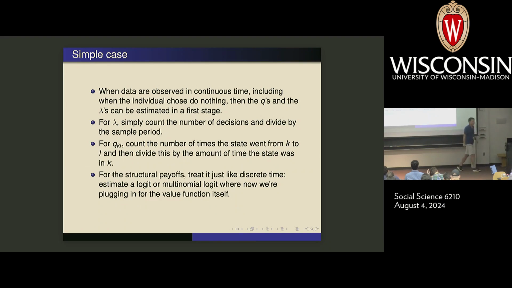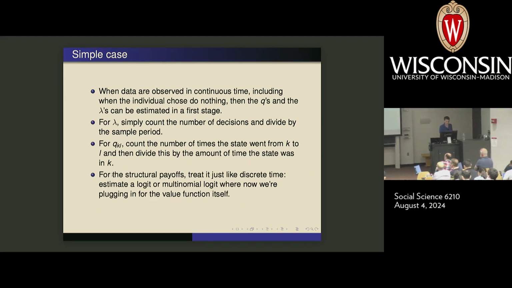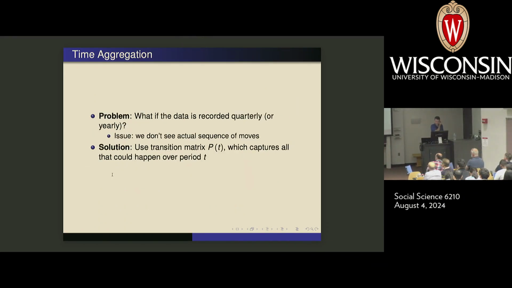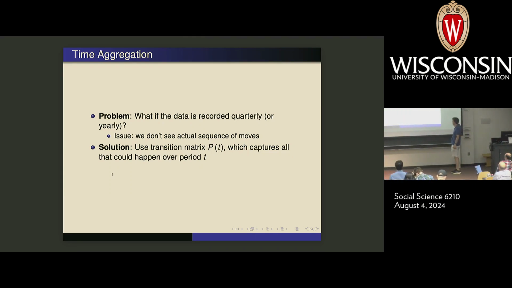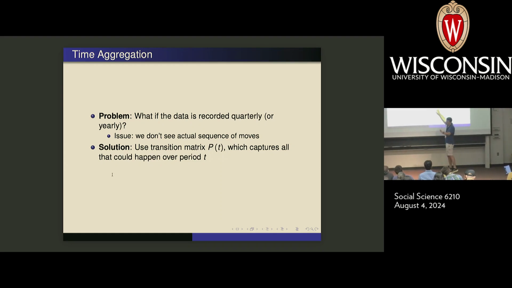Okay. So things get a little bit more complicated, obviously, when you've got time aggregation, when the data is recorded quarterly or yearly. You don't actually see the sequence of moves. I'm not going to have time to get into this, but you can use the transition matrix, which is the probability of the states moving from one state to another over an interval.